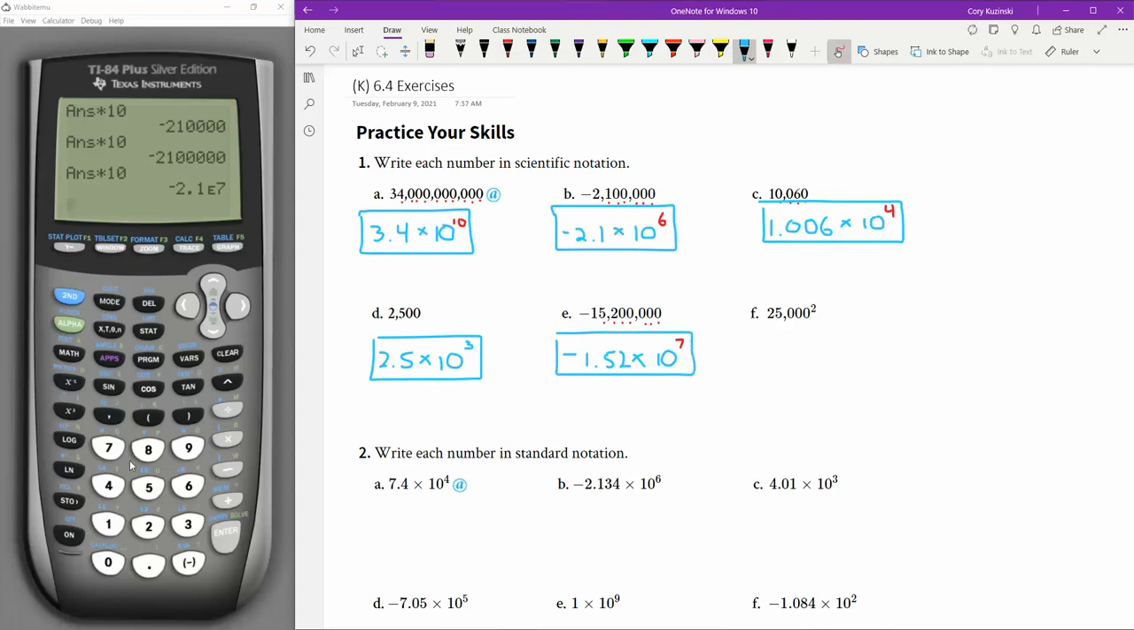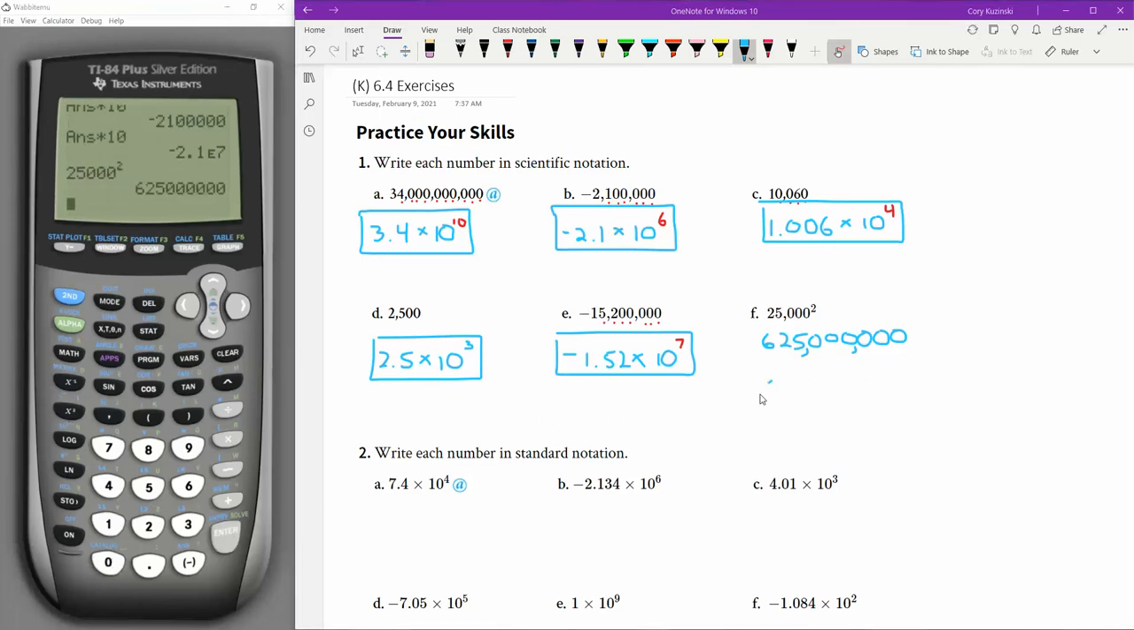And okay, well, first of all, 25,000 squared. Well, I can do this without a calculator because I know that 25 squared is 625. And when I square 25,000, I'm going to go from having 3 zeros to having 6 zeros. So this is really the number that we're turning into scientific notation. I'll show you on the calculator as well. 25,000 squared is actually that.